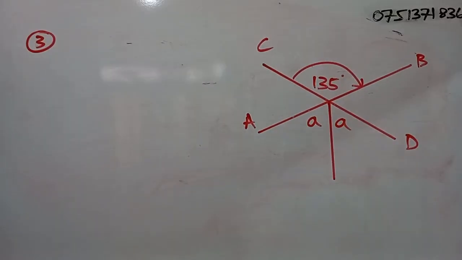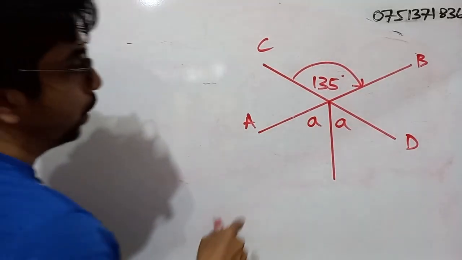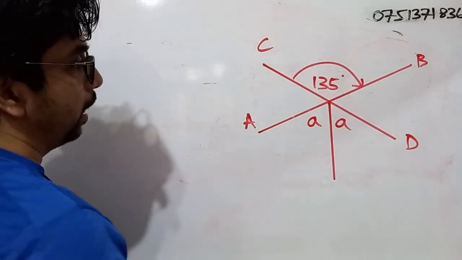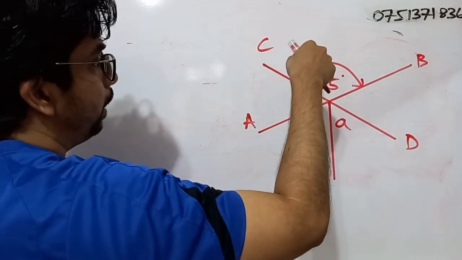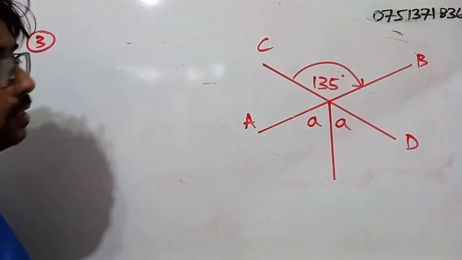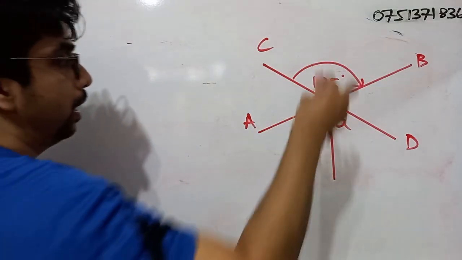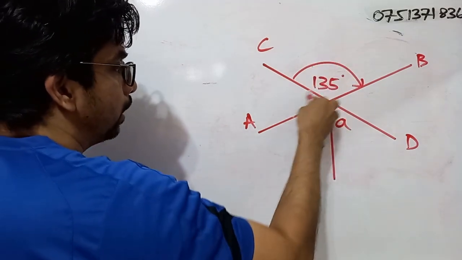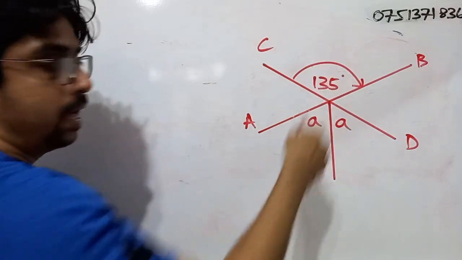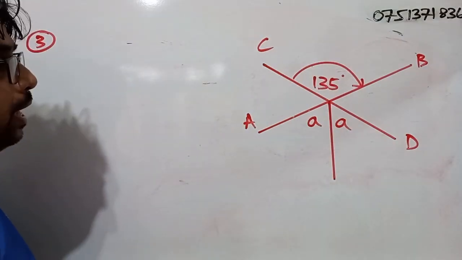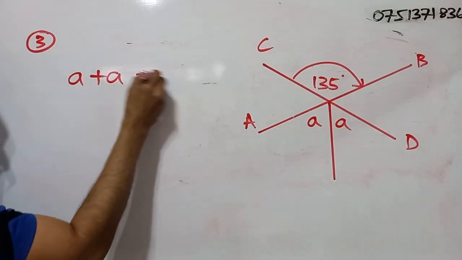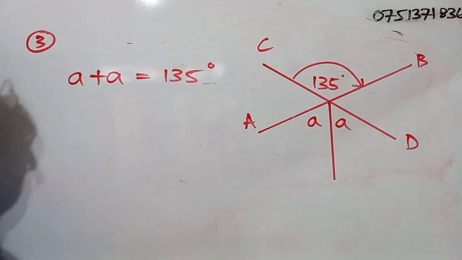Okay, third part of that question. So here we have to find the value of simple a, right? So if we consider this magnitude, which is 135 degrees, that value is equal to what? A plus a. Why is that? These two angles are vertically opposite angles. So we can write a plus a, that is equal to 135 degrees, right?